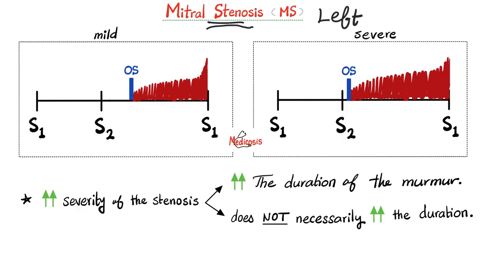How can I tell the difference between mild mitral stenosis and severe mitral stenosis? Well, we cannot tell from the duration of the murmur. Just because the murmur takes longer doesn't necessarily mean that it's more severe. However, you can tell about the severity of the stenosis of the mitral valve by the distance between S2 and the opening snap. The longer the distance, the less severe the stenosis. And the shorter the distance between S2 and opening snap, the more severe the stenosis of the mitral valve.